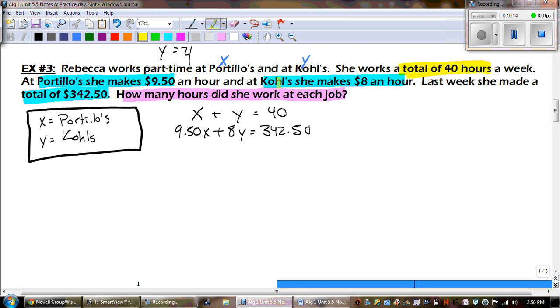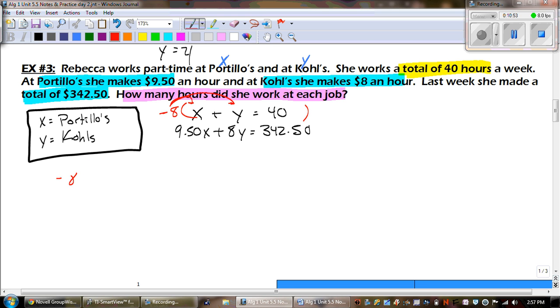Okay, so I know that between the two jobs, it's a total of 40 hours. So that's x plus y equals 40. And then 9.50x, she makes $9.50 at Portillo's. She makes $8 at Kohl's, and her paycheck was a total of $342.50. Okay, now to cancel. I'm going to cancel the y's because that's going to be the easiest. So to cancel the y's, I need to multiply everything by -8.